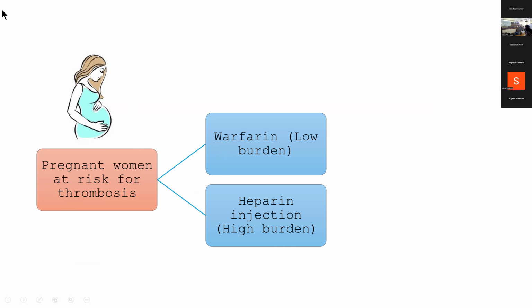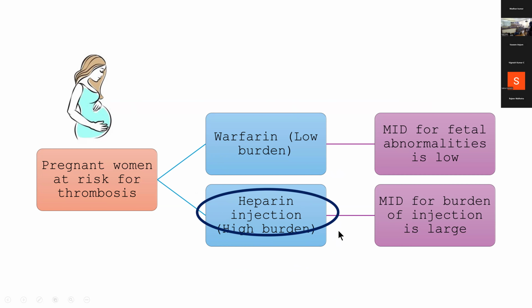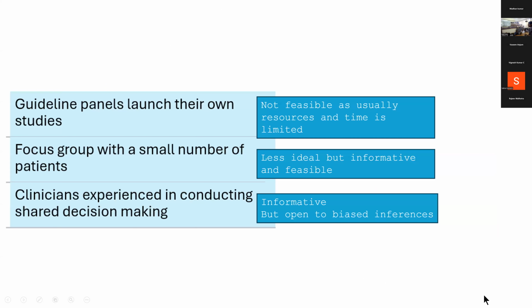Sorry? Warfarin, right? But actually the clinicians told us that they would prefer heparin. Why? Because warfarin is associated with fetal abnormalities. But with heparin, you have a lot of burden for the patient. But mostly pregnant women would give more importance to fetal abnormalities. So this is the sort of unique perspective you get from clinicians who actually handle those cases. But the only problem is you're open to biased inferences.